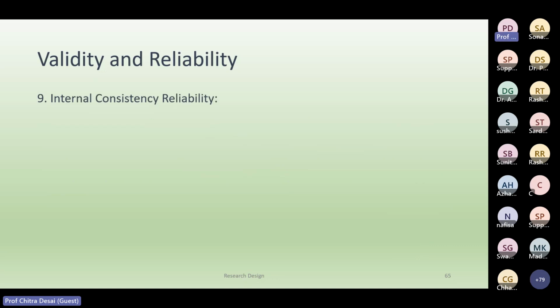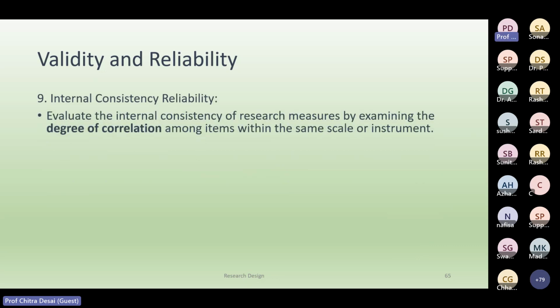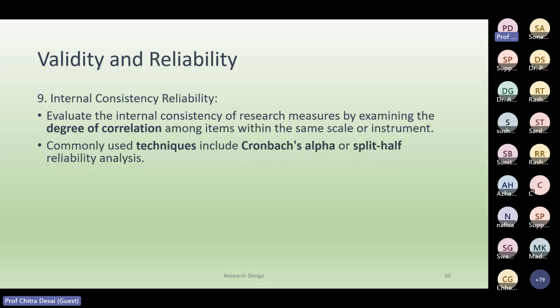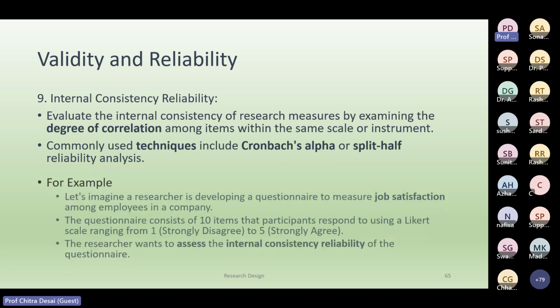The next is internal consistency reliability, where we evaluate the internal consistency of the research measures by examining the degree of correlation among the items within the same scale or instrument. The commonly used technique is Cronbach's alpha or split-half reliability analysis.